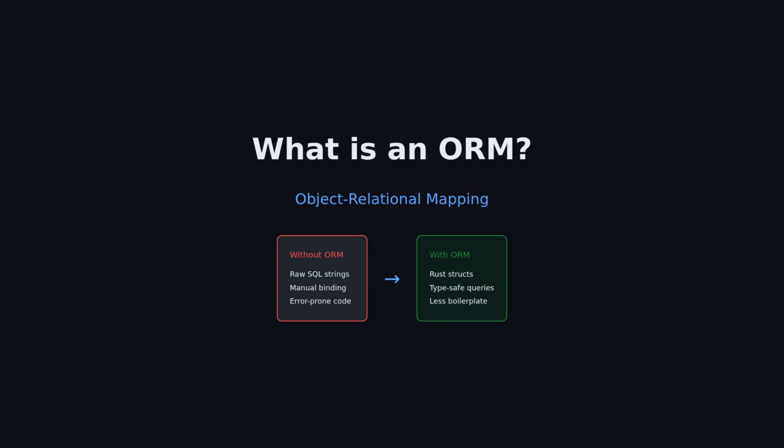Without an ORM, you would write SQL queries as strings, manually bind parameters, and map results to structs. It is tedious and error-prone. With an ORM, you write Rust code that looks like this. You call methods on structs, and the ORM handles the SQL generation, parameter binding, result mapping, and type conversions. Less boilerplate, more safety, and often better performance through query optimization.